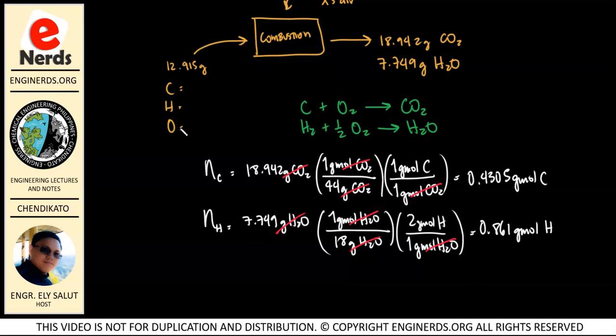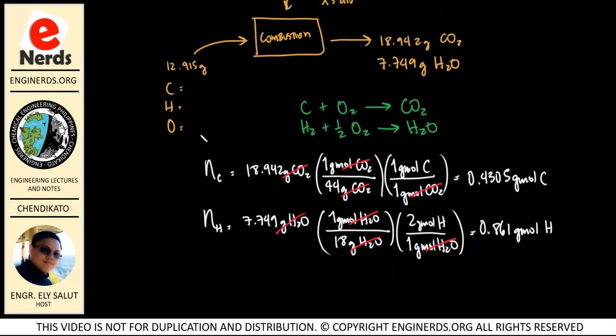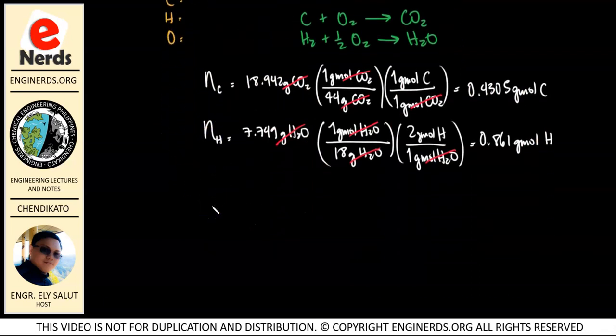So, kailangan malaman natin kung ilang gram mole ng oxygen meron dito sa ating fuel. And we can find out dahil alam natin kung ilang grams meron tayo sa ating fuel. So, if we're going to get yung weight ng ating carbon sa ating fuel and weight ng ating hydrogen dito sa ating fuel, that means we can get the weight of our oxygen, no? So, since alam na natin kung ano yung gram mole ng ating carbon and hydrogen, that means we can get their weight. So, what is the weight of carbon sa ating fuel?